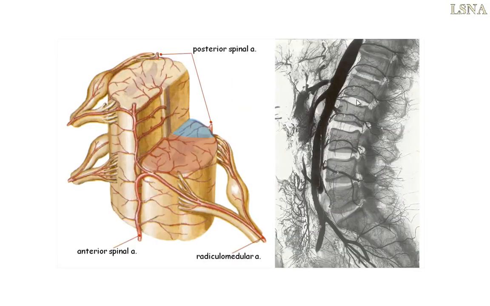The arterial supply of the spinal cord depends on small segmental radiculomedullary arteries. They enter the intervertebral foramen and are divided into ventral and dorsal root branches. These branches contribute to the formation of the anterior and the posterior spinal arteries, respectively.